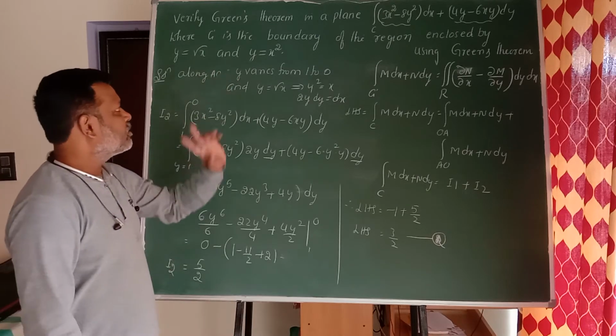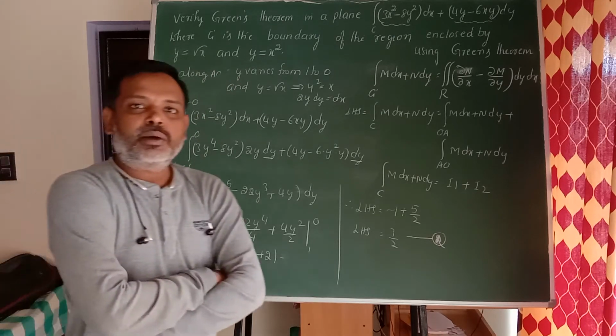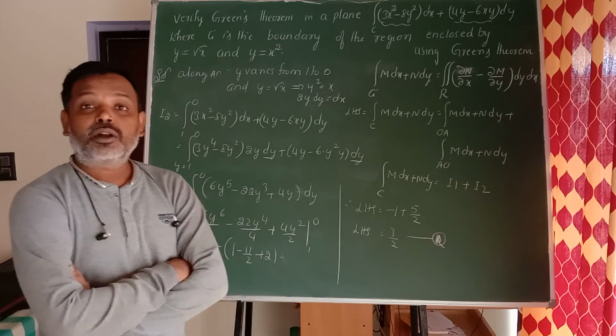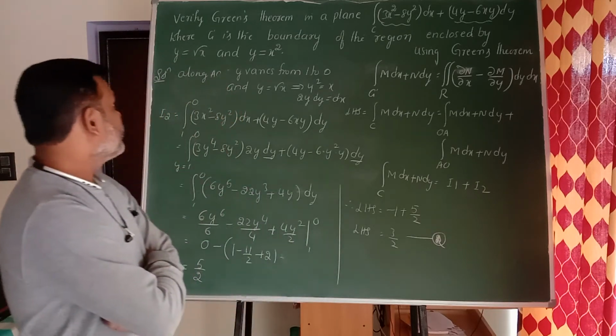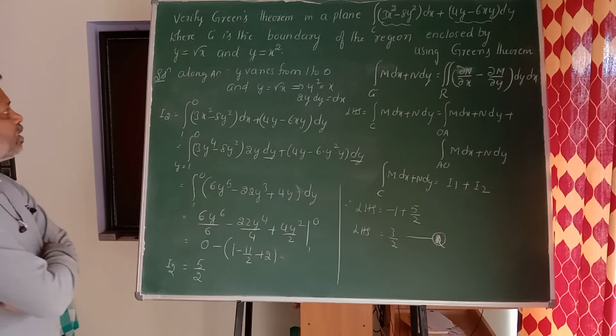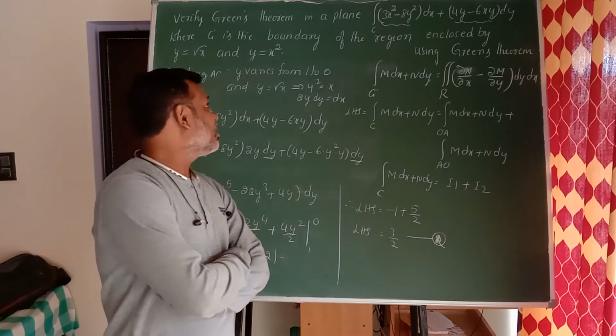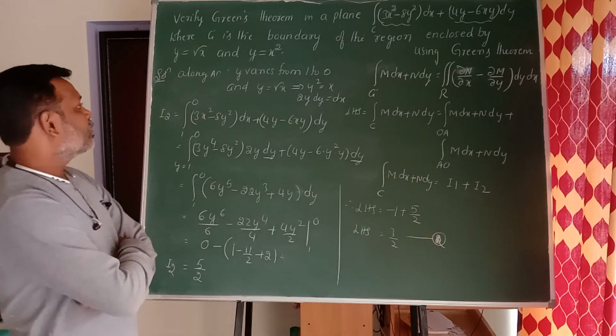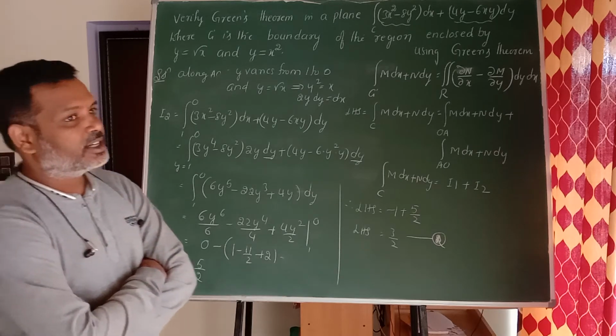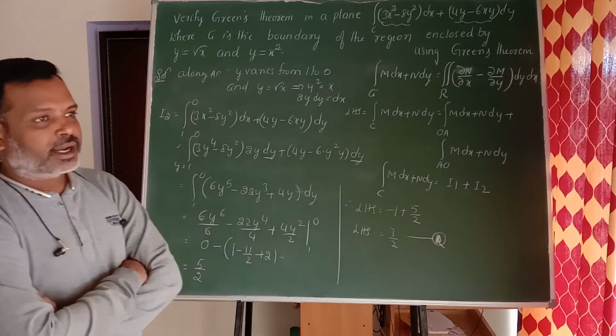Consider the two given curves. From the two given curves, write down the point of intersection and try to draw the graph. So here y is equal to root x and y is equal to x square. Both are parabolas symmetrical on x-axis and y-axis, and the points of intersection are (0, 0) and (1, 1).